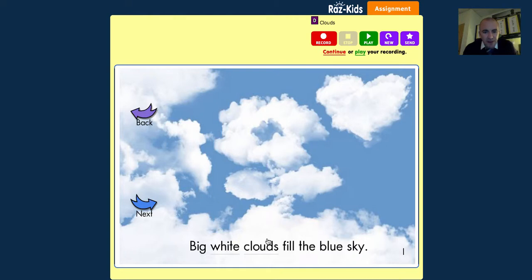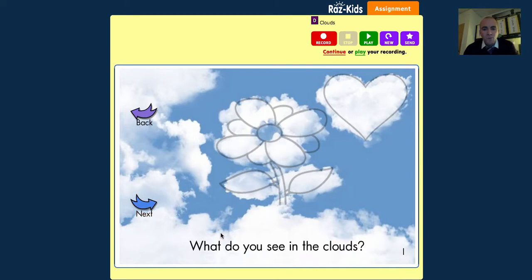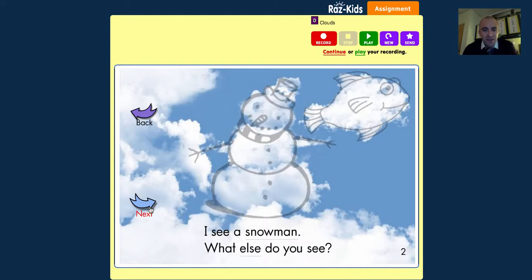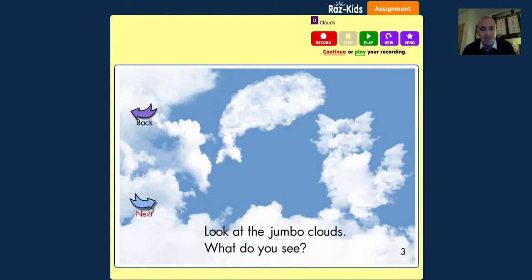Next. Big white clouds fill the blue sky. I've encouraged kids to press on words that they don't know, or even press on the words just to verify that they do know them. So the underlined words they can press on. Clouds. White. Okay. What do you see in the clouds? Look at the puffy. Let's make sure. Puffy. I did get that right. Clouds. What do you see? I see a snowman. What else do you see? Look at the jumbo clouds.